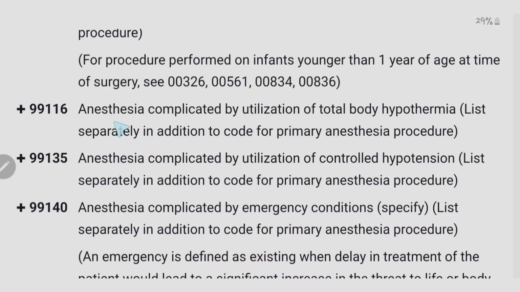Next, 99116 for anesthesia complicated by utilization of total body hypothermia. Then 99135 for anesthesia complicated by utilization of controlled hypotension. And 99140 for anesthesia complicated by emergency condition. I repeat, all these qualifying circumstances codes you have to use only with anesthesia services.